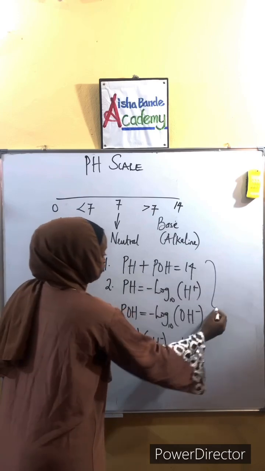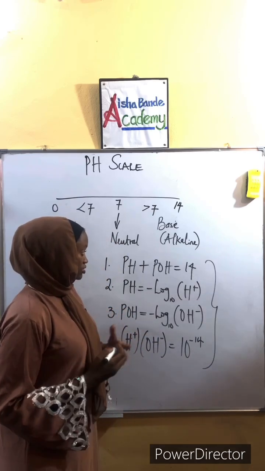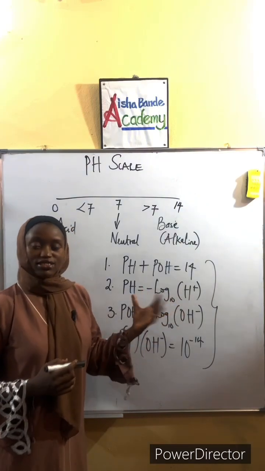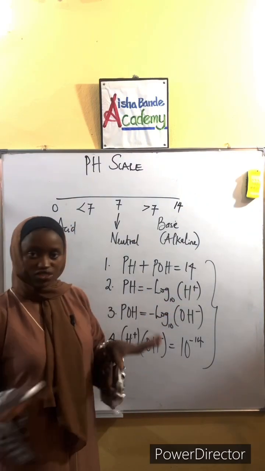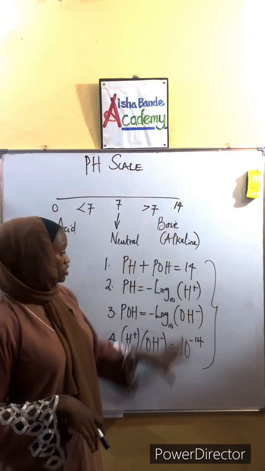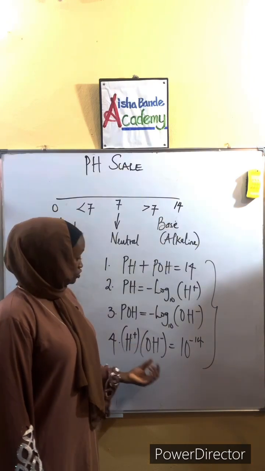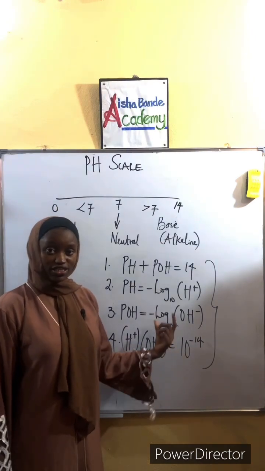With these four formulas at the back of our hand, we can solve any question brought to us under the pH scale. So kindly study the four formulas. The H plus here is the hydrogen ion, while the OH minus is the hydroxide ion.